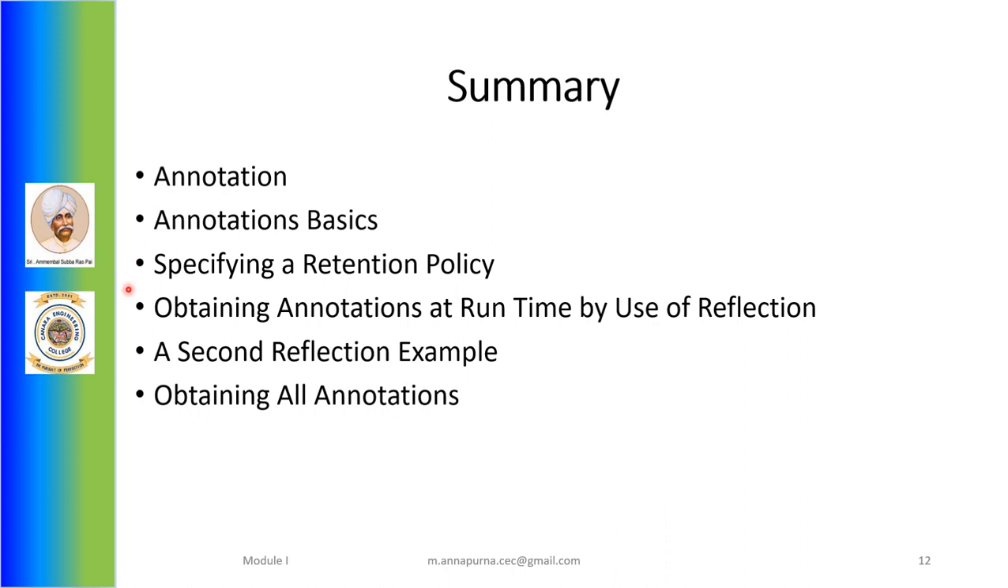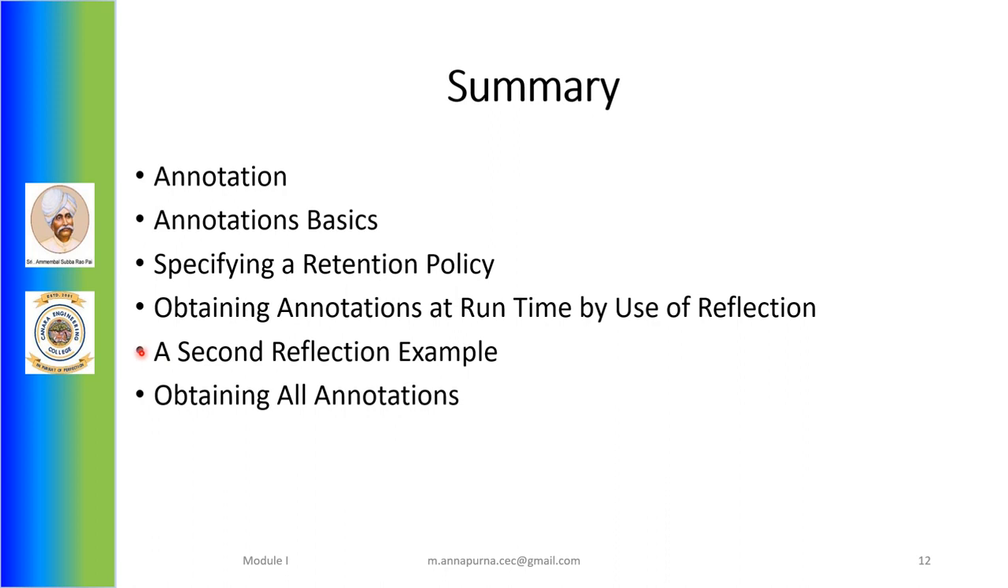Also, we have very precisely discussed three retention policies. They are source, class, and runtime. Next, obtaining annotations at runtime by use of reflection. Here we have learned how to use reflection to obtain information about a class at runtime. Also, we came to know the usage of methods like getClass, getMethod, getConstructor, and getField, through which we can obtain information about a class, method, field, and constructor respectively.